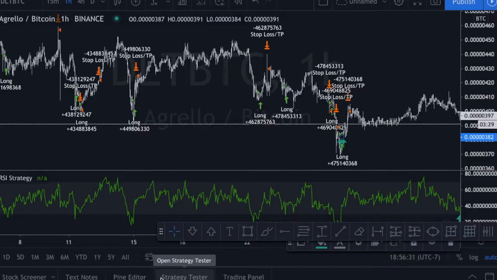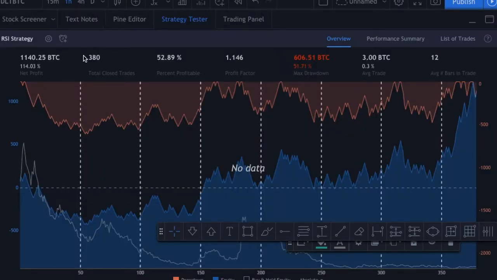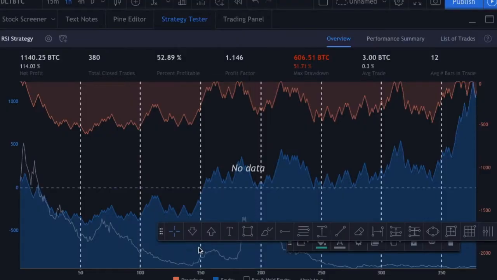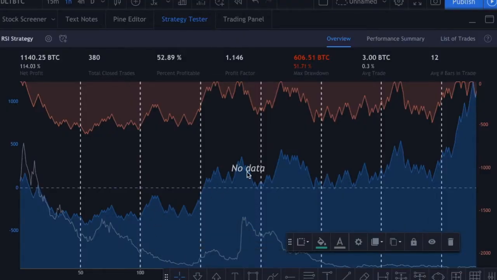If we click down here on strategy tester, you can see that we had a total of 380 trades and we had a net profit of 114.03%. As you can see down here, we did have a lot of peaks and valleys.